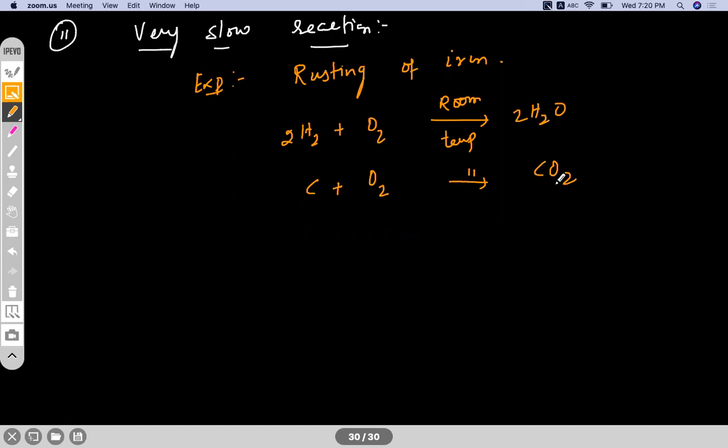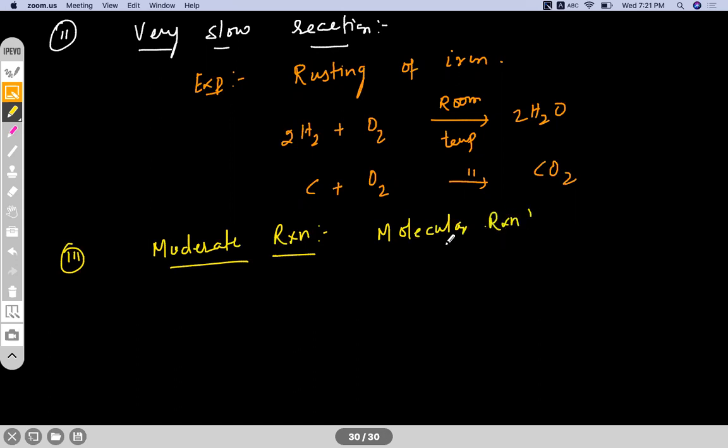We deal with the reactions which have a moderate rate. That is molecular reaction, or we also call it moderate reaction. Third type, we write down: moderate reaction, also called molecular reaction. Like in the first one, ions are involved; here molecules are involved. So molecular reactions proceed with a moderate speed, and we are going to deal with molecular reactions in this chapter mainly.